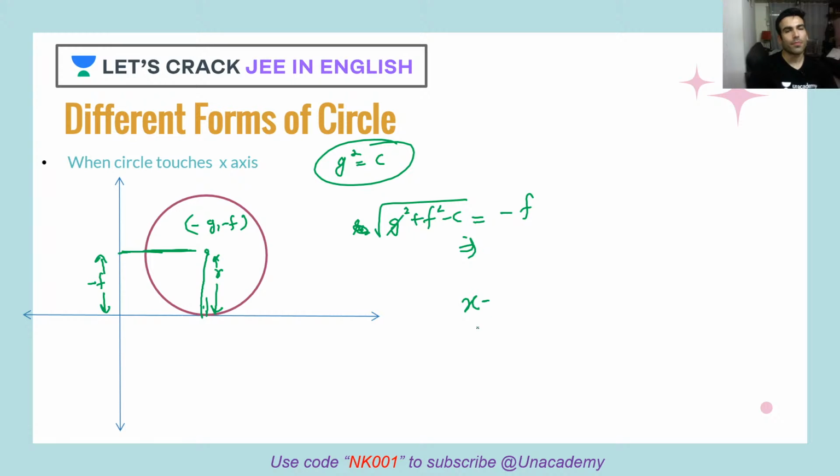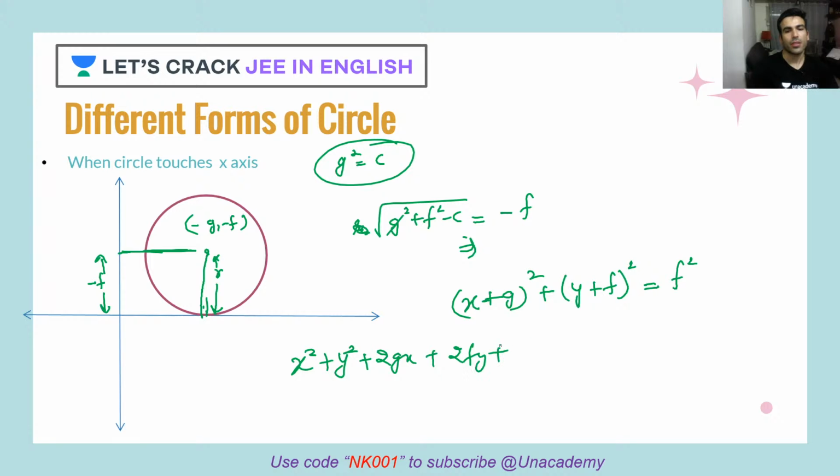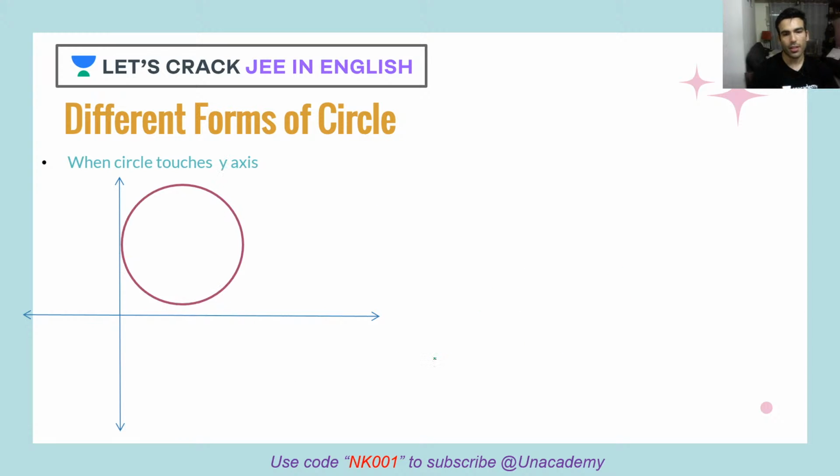So (x plus g) whole square plus (y plus f) whole square is equal to the radius squared, which is f square. Clear? So you can use this information. Or otherwise, if you directly want to write down the general equation: x square plus y square plus 2gx plus twice of fy plus c, and c will be f square. So instead of having 3 variables, you are ending up having only 2 variables. Let's move to the next.